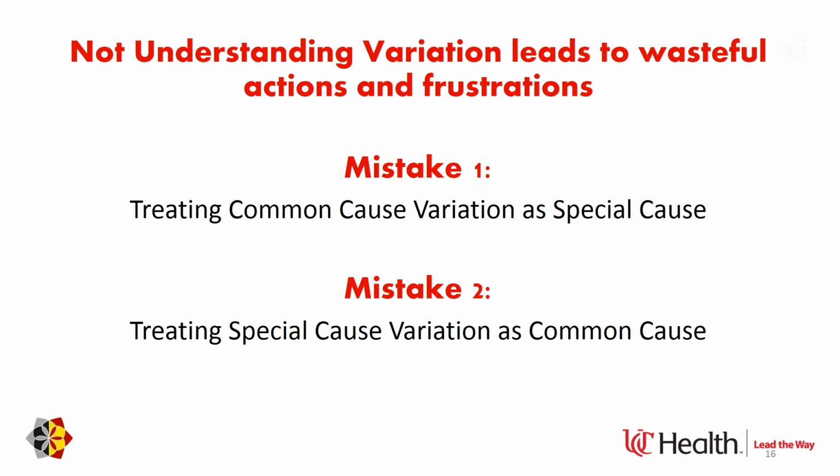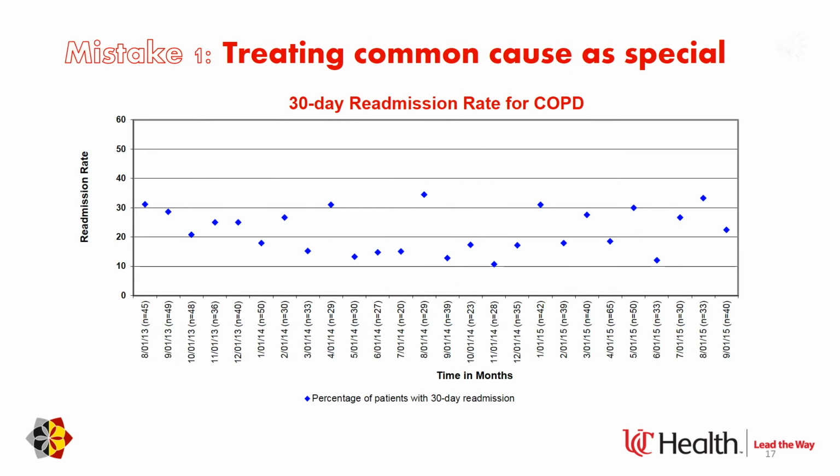Not understanding the difference between these two types of variations can lead to wasteful actions and frustrations. One mistake is when we treat common cause as a special cause, and another mistake would be to treat a special cause as a common cause variation. Let's see an example of mistake 1. This is a control chart of 30-day readmission rate for COPD patients, with the readmission rate on the y-axis and time in months on the x-axis.